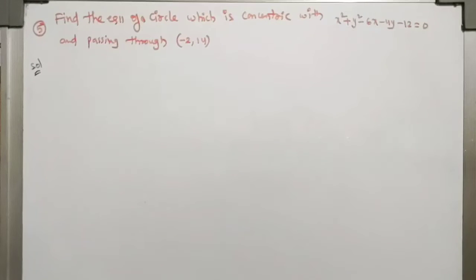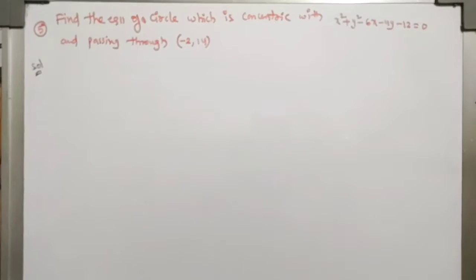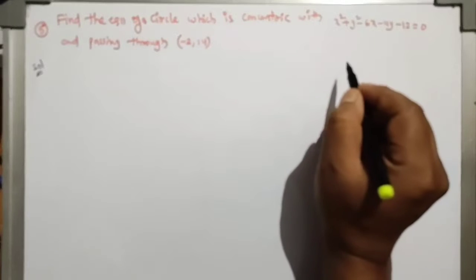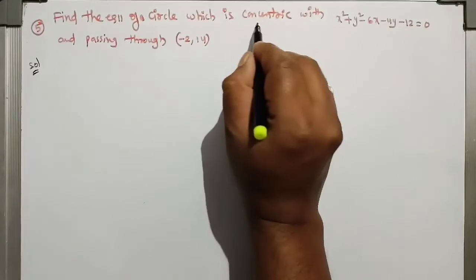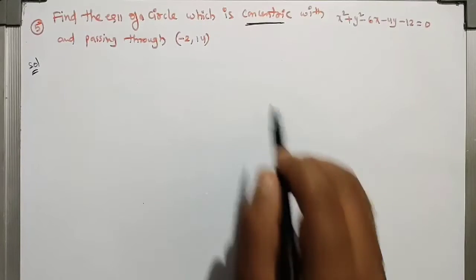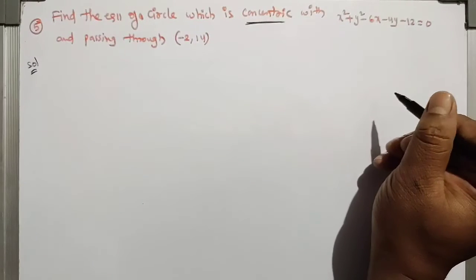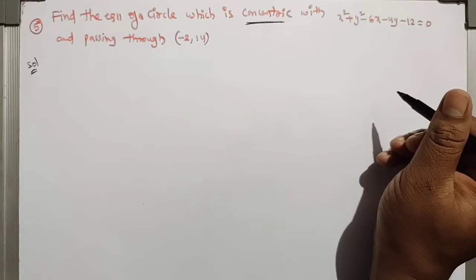Next question. Find the equation of a circle which is concentric with x square plus y square minus 6x minus 4y minus 12 is equal to 0 and passing through minus 2 comma 14. So this is the question here. If you observe here, what is the circle equation which is concentric? Concentric means two or more circles that have only one center are called concentric circles.